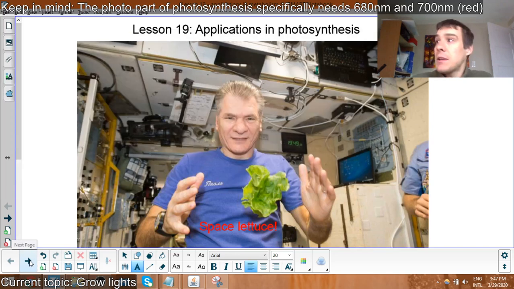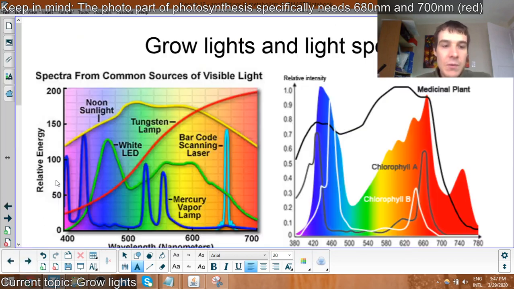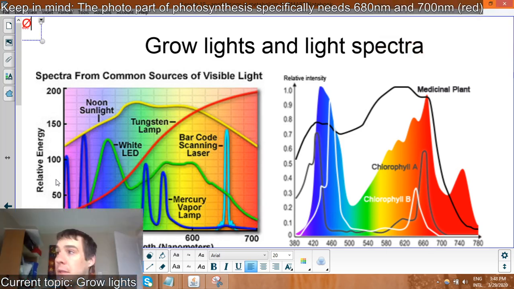First off, just real quick, space lettuce. They grew lettuce on the space station, and I'll mention that in our first bit here, which is grow lights and wavelengths. So grow lights and light spectra.